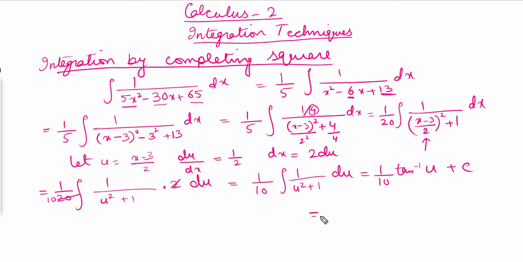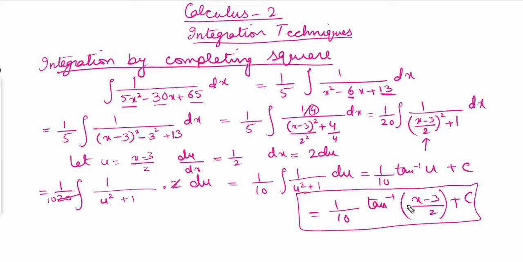So the final answer will become 1 over 10 tan inverse of x minus 3 over 2 plus constant. So this is how you can do the integration by the method of completing the square and substitution.